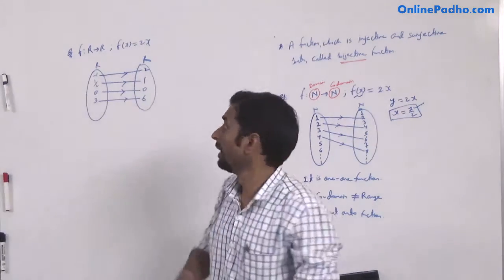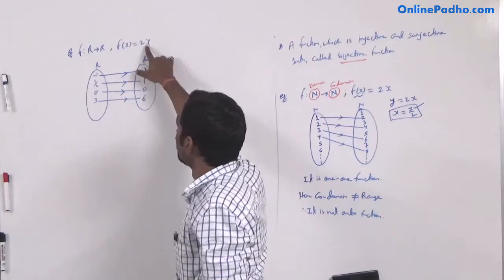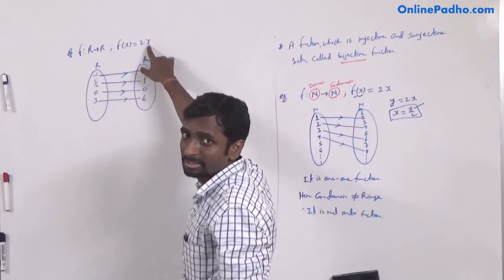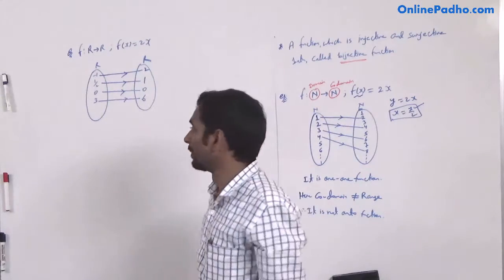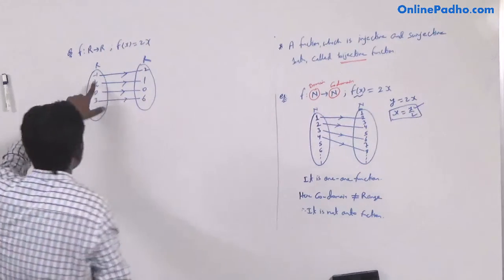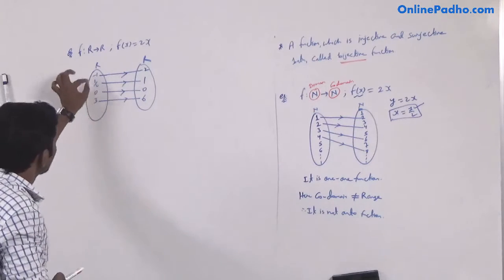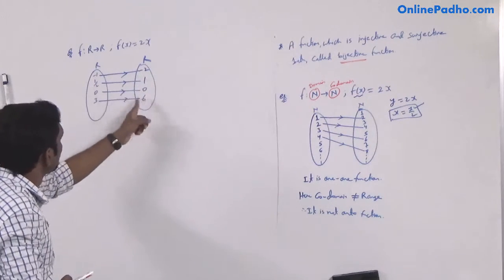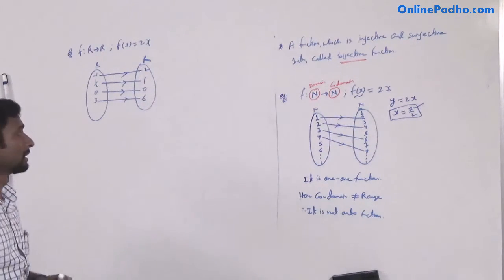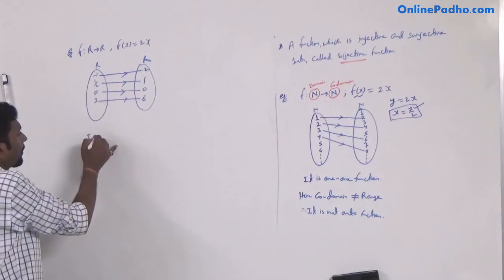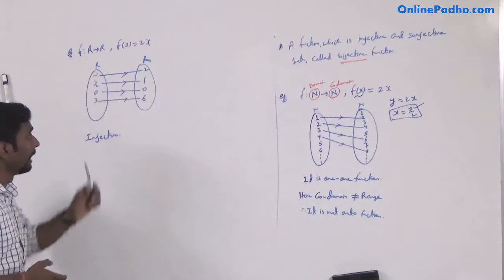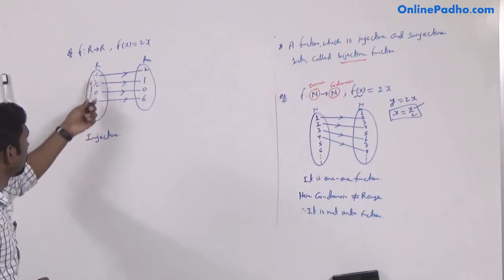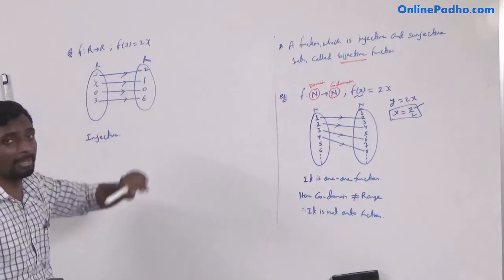If you put any real number in the place of x, then 2x must be a single real number. So we can say that for each and every element in the domain, there is a unique image in its codomain. So this function is an injective, or one-one, function, because for every real number in the domain, there is a unique image in its codomain.